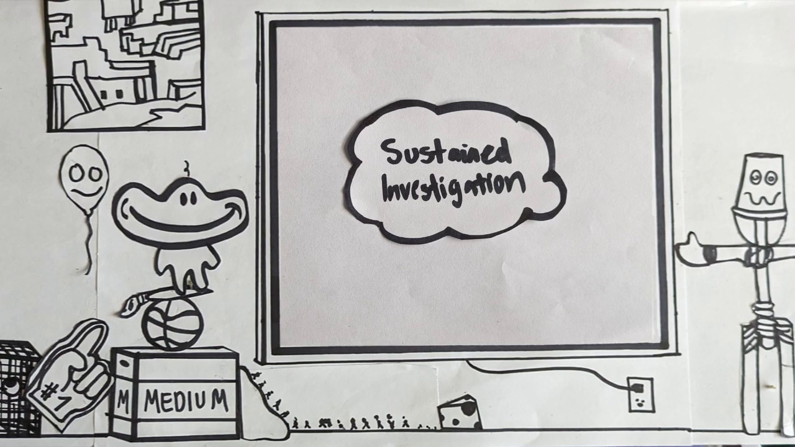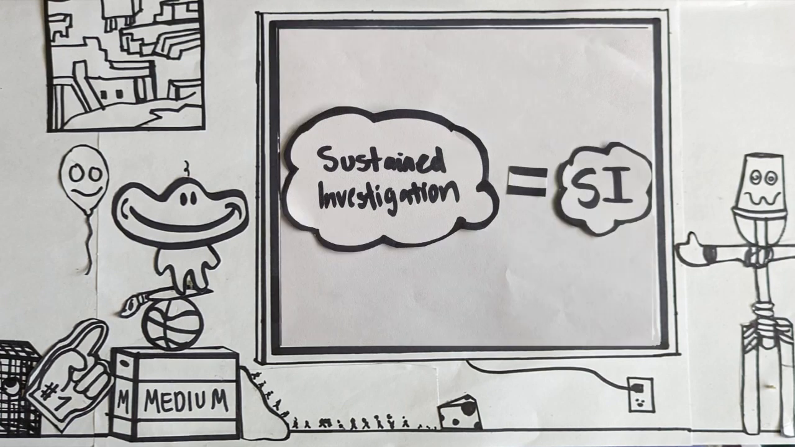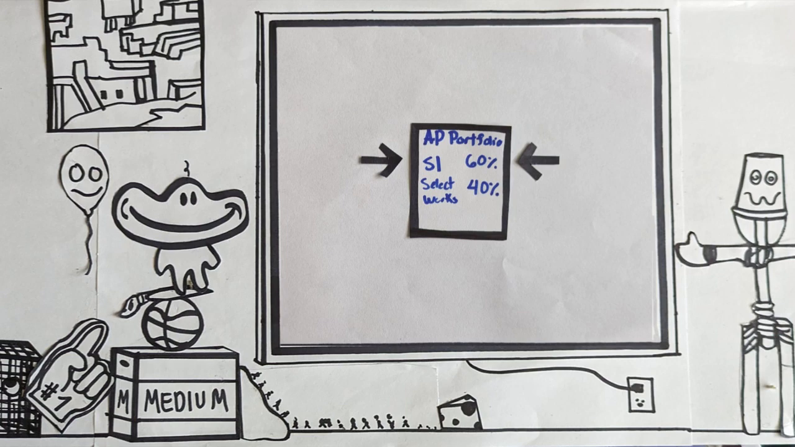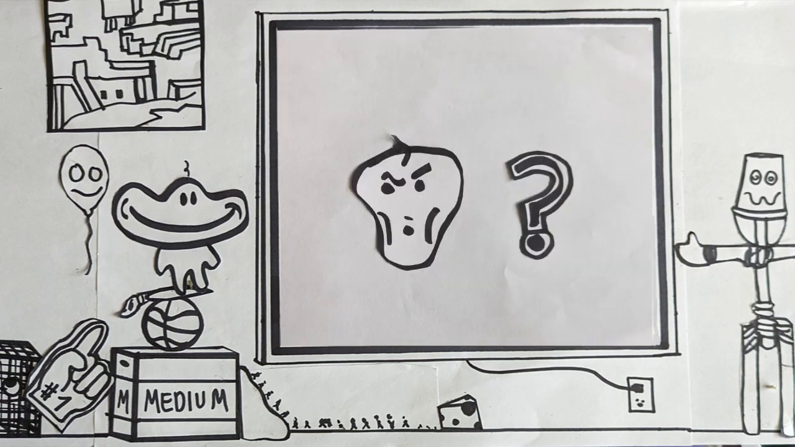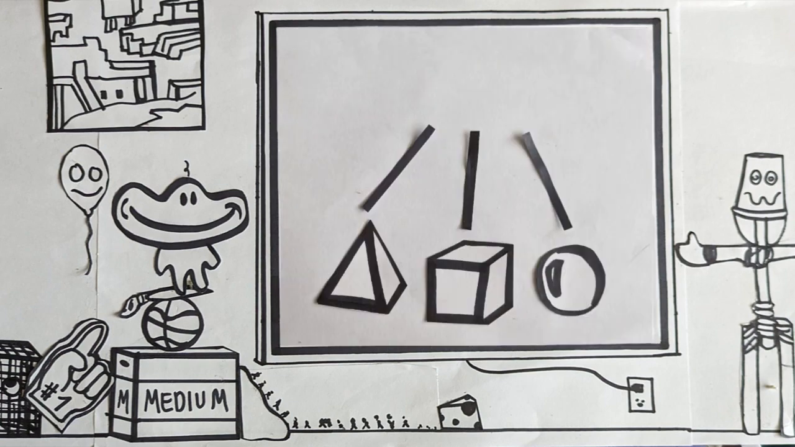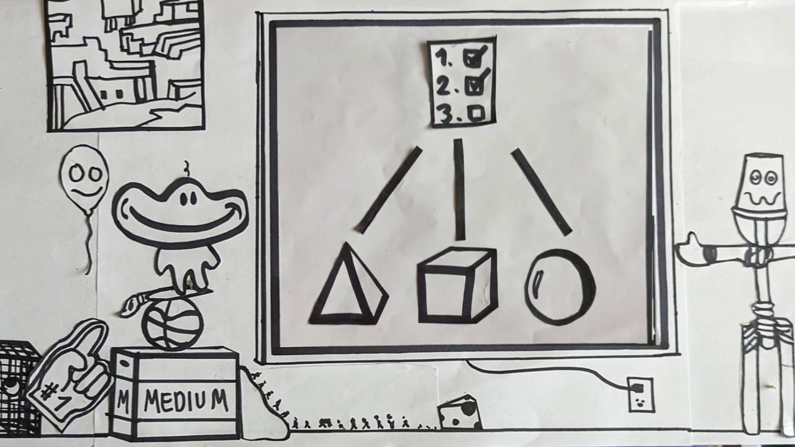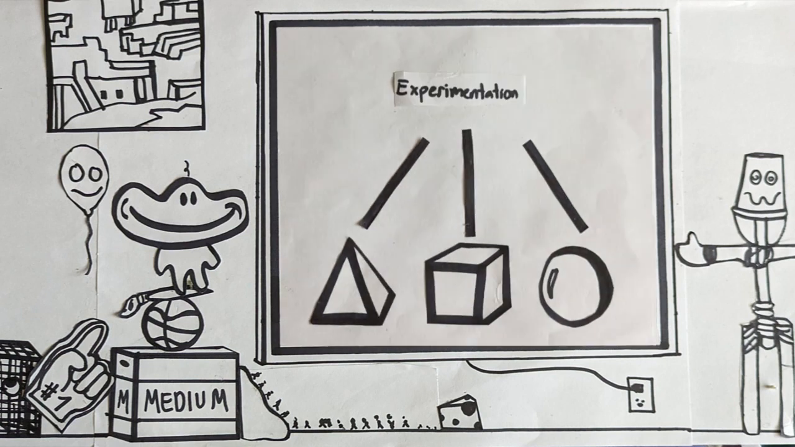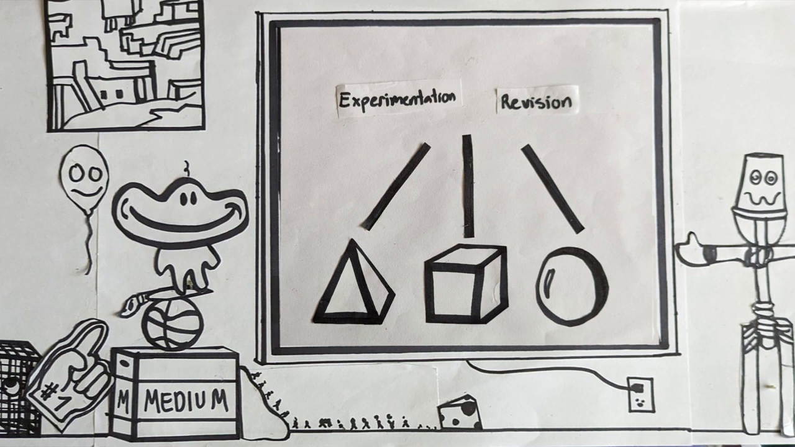The sustained investigation, better known as the SI, is the most crucial part of the AP portfolio. But what is an SI? An SI, or sustained investigation, is a body of related works that demonstrate an inquiry based sustained investigation of materials, processes, and ideas through the practice of experimentation and revision as defined by the College Board.